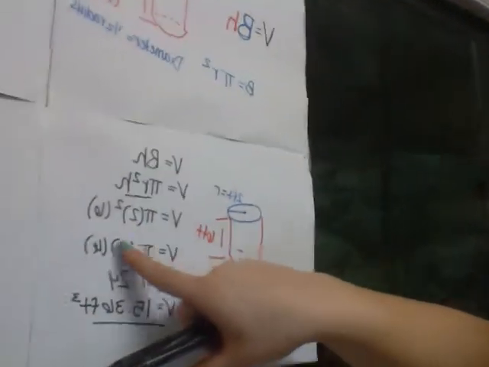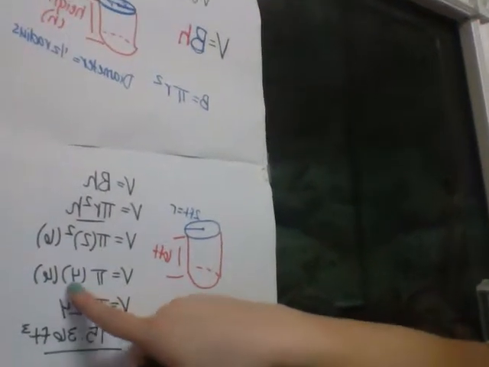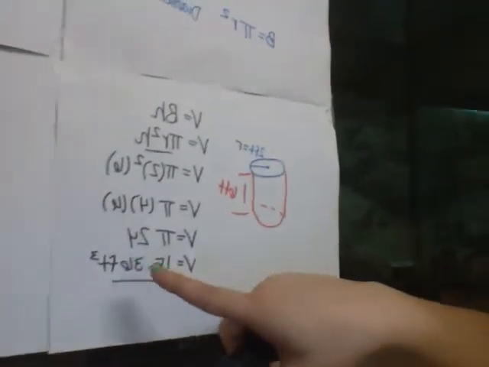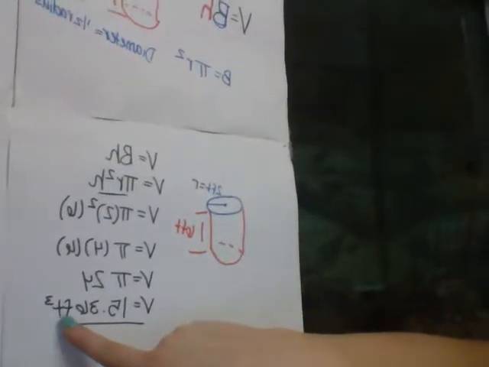2 squared equals 4. So you write it all out again. And then your 4 times 6 equals 24. Then your 24 times pi equals 15.36 feet cubed. So that's the first problem there.